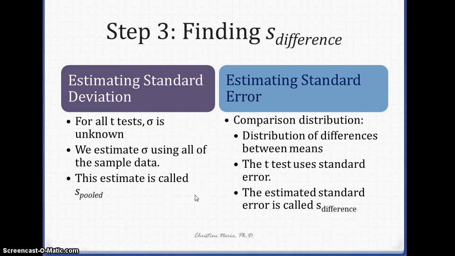So for estimating the standard deviation, for all t-tests, we don't know the standard deviation of the population. So we have to estimate it using all of our sample data. And for the independent samples t-test, this is called the pooled standard deviation. We actually spend a lot of time using the pooled variance. You'll notice that we're working with variances a lot more for the independent samples t-test. And the second part, then, is to estimate the standard error for the comparison distribution, which is the distribution of differences between means. The standard error is called the standard error of the difference.